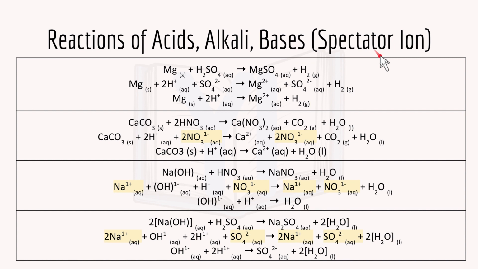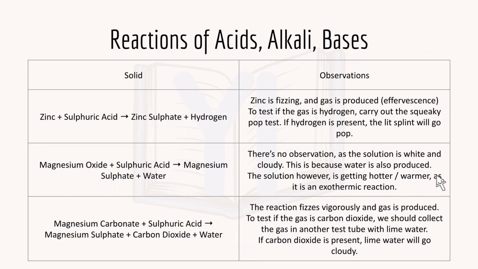And then we have reactions of acids, alkalis and bases, looking more at the spectator ion concept. So here we have the aqueous substances split into their ions, and the ions then cancel out, the SO4 2 minus. And then here we have more. You can have a look for yourself or comment down below if you still don't understand, and I'll gladly help you.